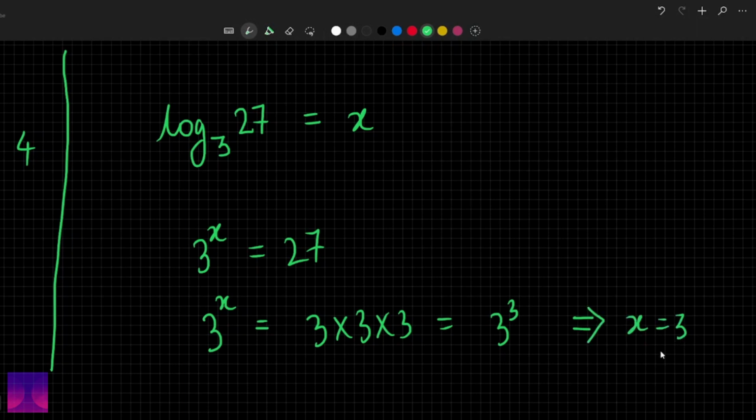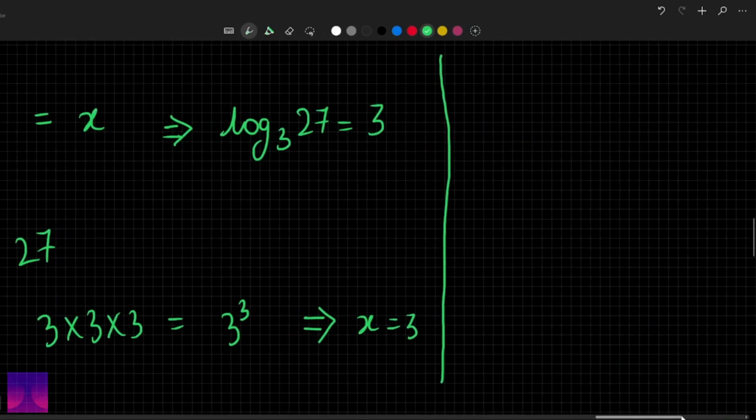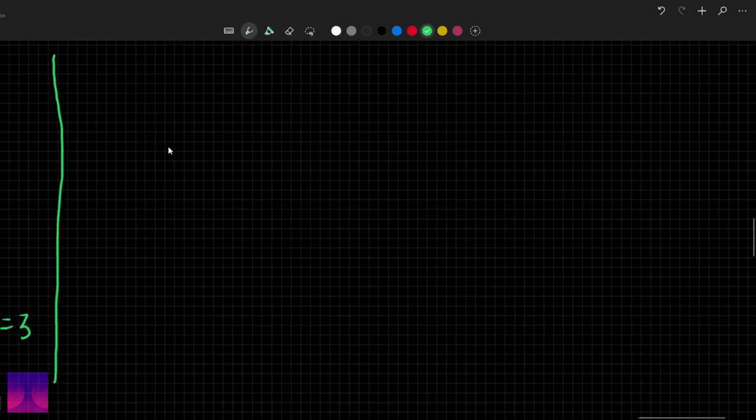Now you just put the value over here. So what's the final answer? Log base 3 of 27 gives you 3. Easy. Now if you want to check it, 3 to the power 3 equals 27. 3 into 3 into 3 is 27. It's correct. One last question for you, and I want you to write the answer in the comments. That will be the last example. So what is log base 2 of 15?